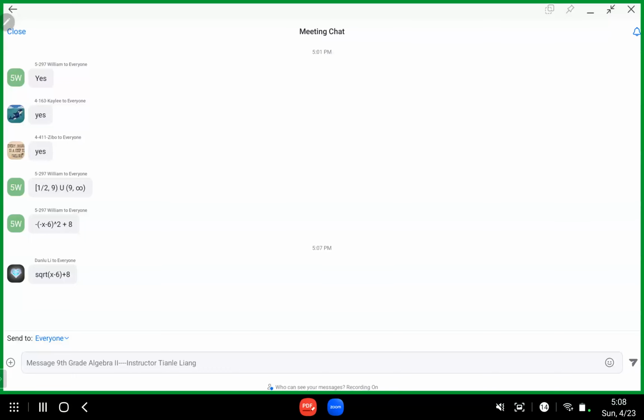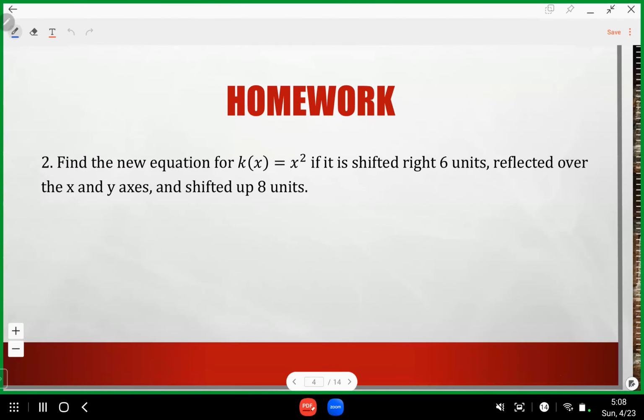All right, so let's go over this. So we have a couple answers here. So that's good. Let's see what it is. So number 2 is find the new equation. So we know the parent function is going to be x squared, and we're going to be modifying this. So let's see, it is shifted right by 6 units. So let's just do that first.